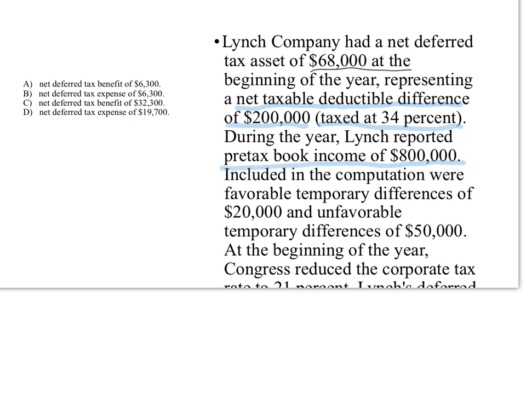Okay, so during the year, they of course have activities, and they report pre-tax book income of $800,000, and they have favorable temporary differences of $20,000, unfavorable temporary differences of $50,000, and then at the beginning of the year, Congress reduced the corporate rate. So this is like what happened in 2018, at the beginning of 18. So they reduced the corporate rate to 21%. And now what you need to find is Lynch's deferred income tax expense or benefit for the current year.